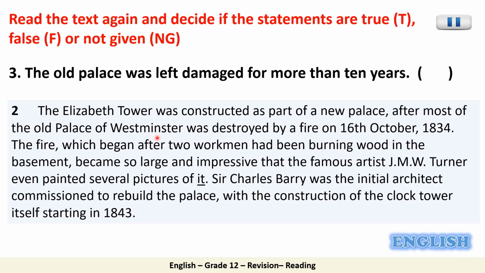The old Palace of Westminster was destroyed by fire on 16th October 1834. Sir Charles Barry was the initial architect commissioned to rebuild the palace, with the construction of the clock tower itself starting in 1843. So, fire destroyed the palace in 1834, and rebuilding the palace began in 1843. So the difference between these 2 years is only 9 years, and this makes this statement, excellent, false.